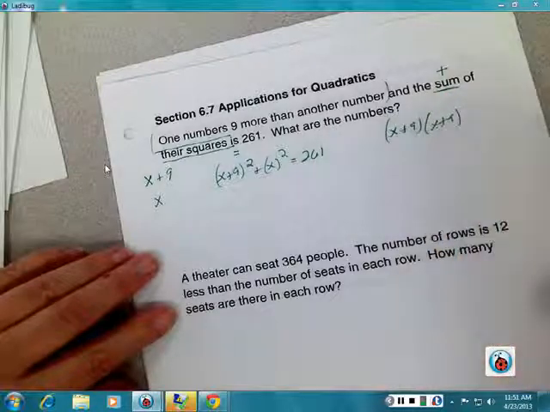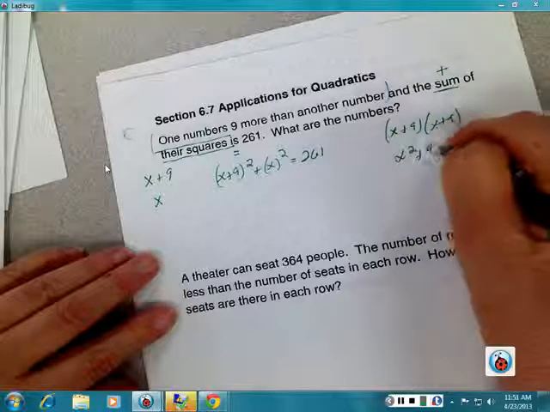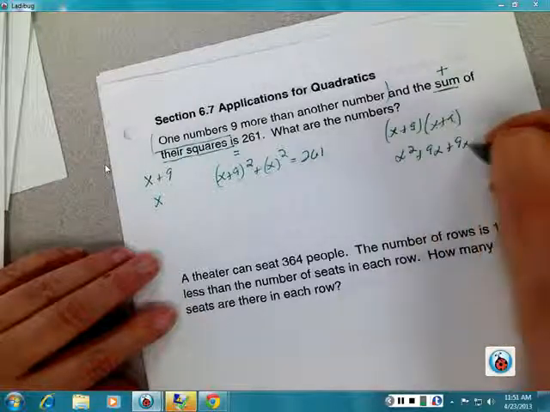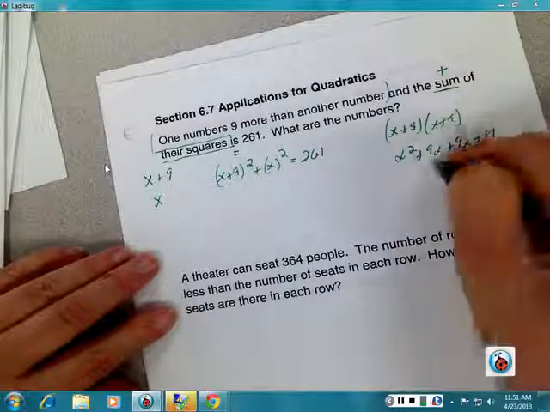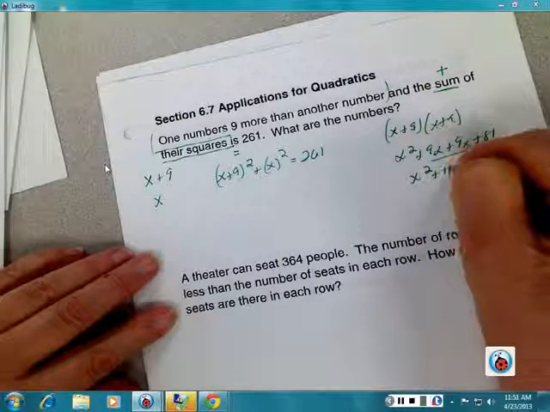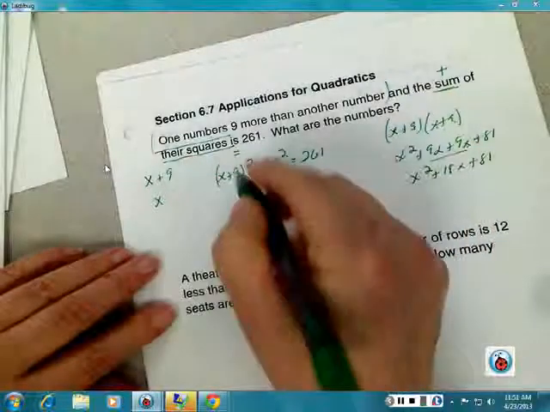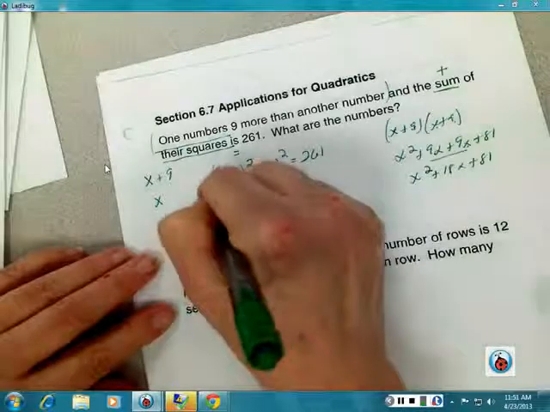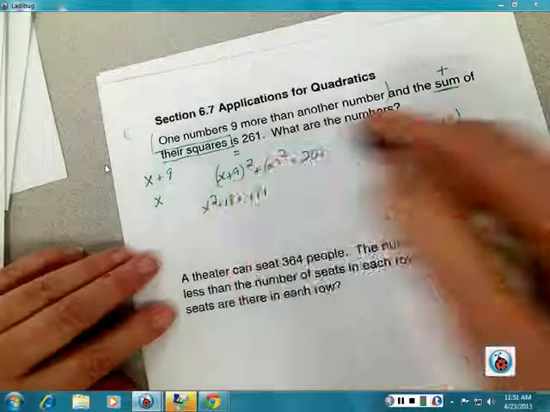So x times x is x squared. X times 9 is a plus 9x. 9 times x is another 9x. 9 times 9 is 81. So I put those two pieces together. 9x and 9x is 18x plus 81. So to replace this, because I FOILed it, is x squared plus 18x plus 81.